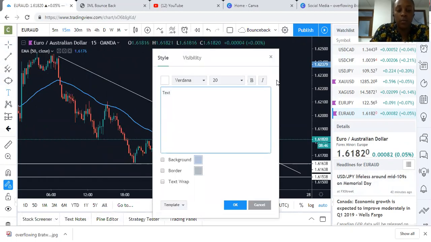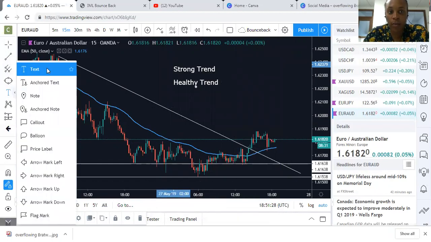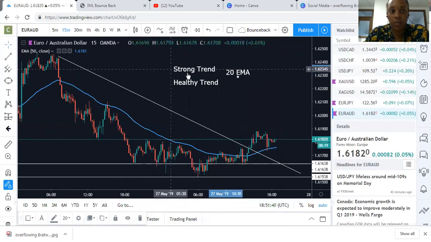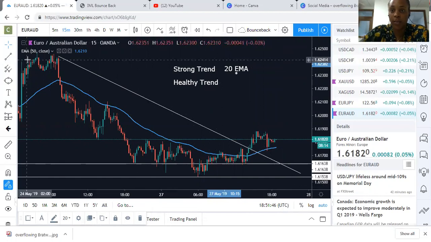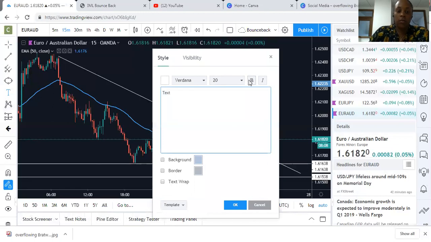So you have a strong trend, then you have a healthy trend. We're not going to focus on the weak trend, right? Now with the strong trend, you can use the 20 exponential moving average. Remember, you're looking for the moving average exponential line, right? It usually tends to respect the 20 moving average line. So you see it bouncing off of the 20. In a healthy trend, you can use the 50 exponential moving average line.